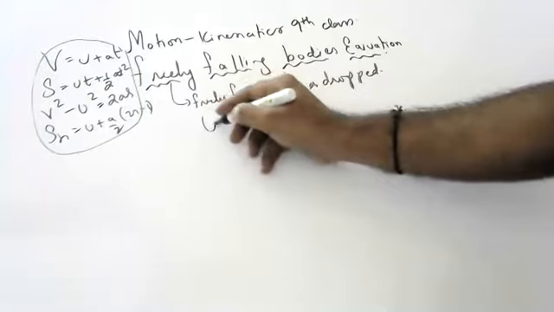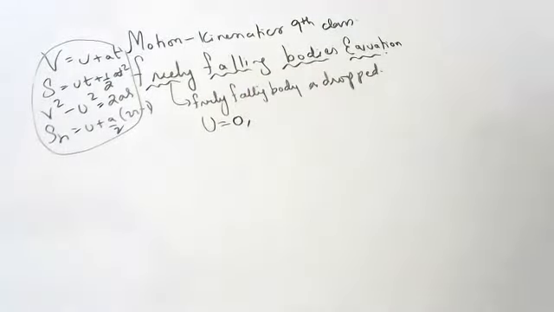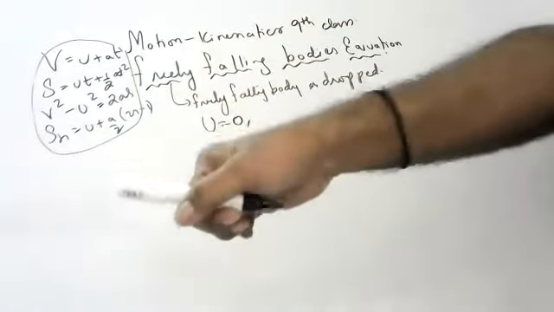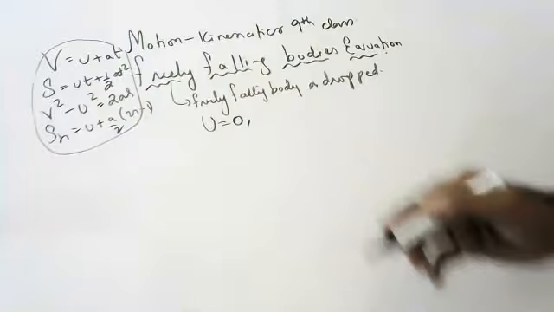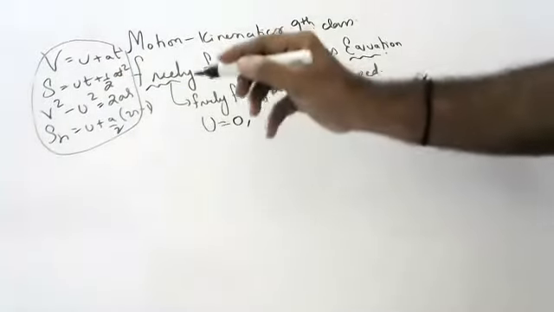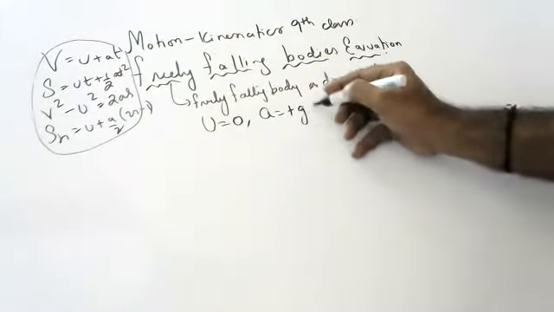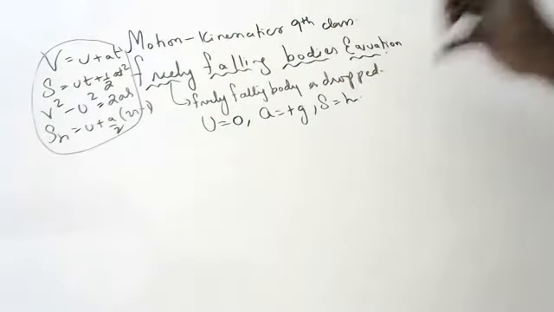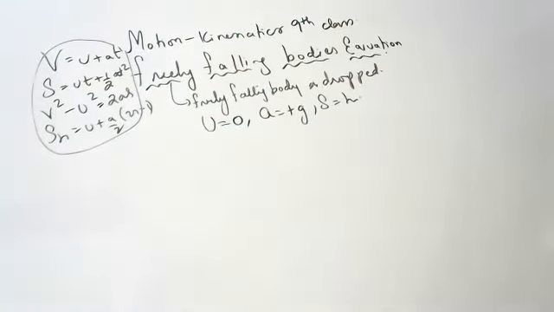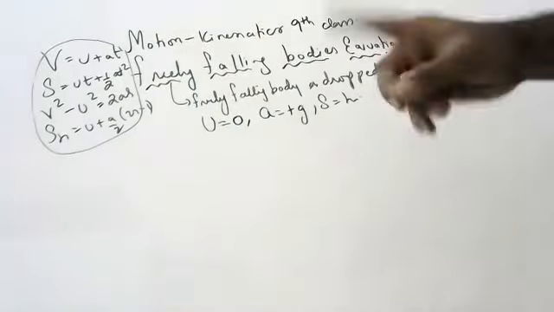And for freely falling bodies, u will be equal to zero. Initial velocity is zero because we are not imparting any velocity, children. So initial velocity is zero. And since it is falling down, acceleration we will take as plus g, and displacement we will take as h. So how are our equations of motion going to turn? Now you see here how our equations of motion will change.